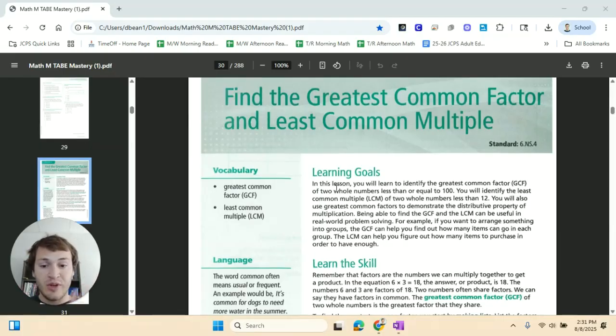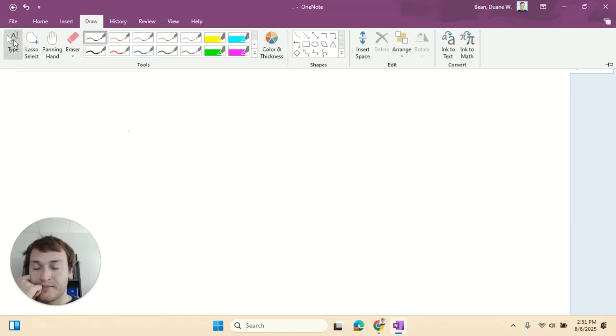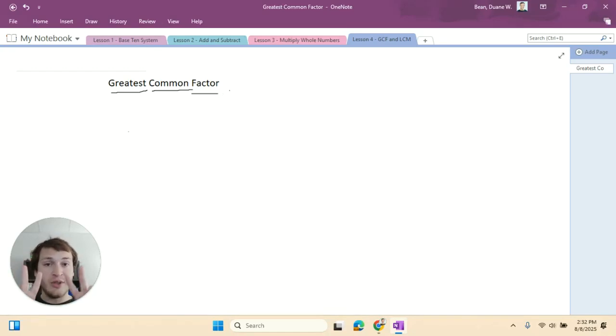So, we use greatest common factor to arrange things into groups. We're looking at greatest common factors, meaning we're going to look at two different numbers and try to find the biggest. The reason we do this is because this will help us figure out how to arrange things in groups.